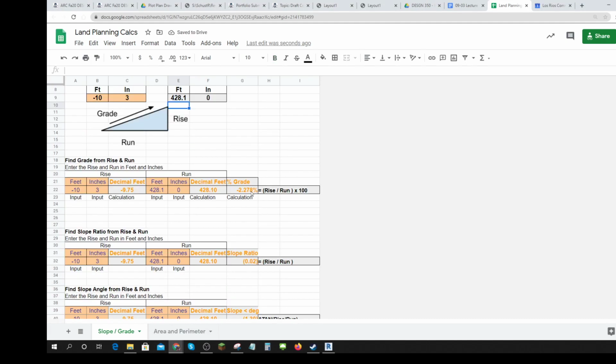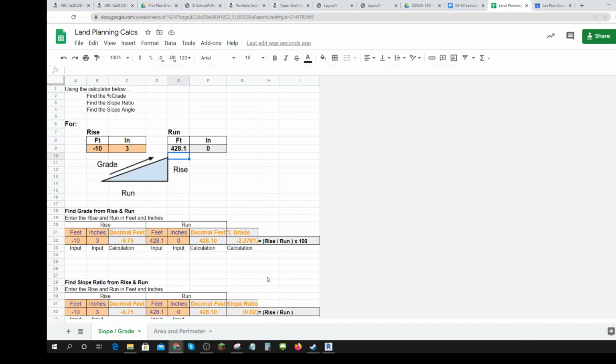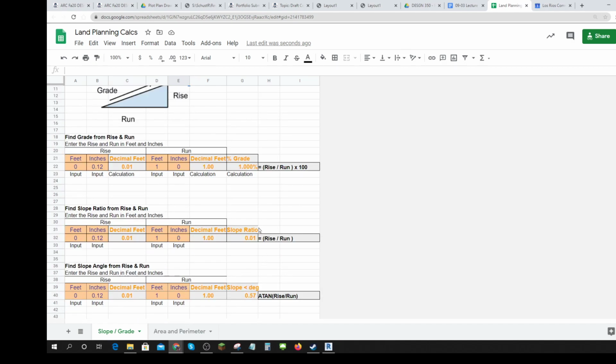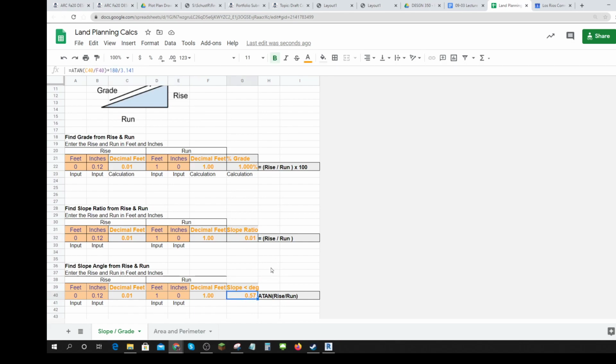It gives me all my stuff. There's my grade, a minus 2.2% grade. My slope ratio in parentheses means it's minus 0.02. And it's going down at an angle of 1.3. And that's in degrees. Okay, so this is a calculator for you. A lot of times you need to know that. What if I was trying to do the slope of a pipe and I went 1/8 of an inch per foot? Okay, so now I know: 0.57 degrees, 1%.